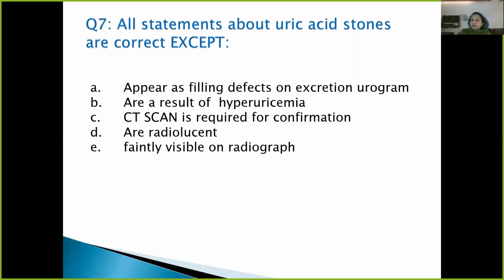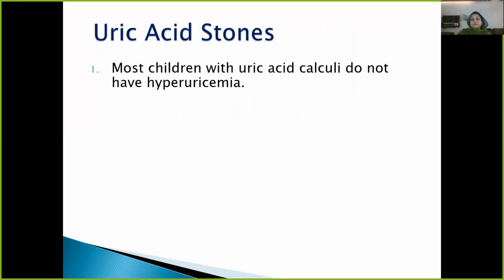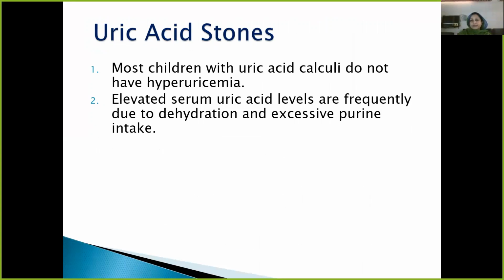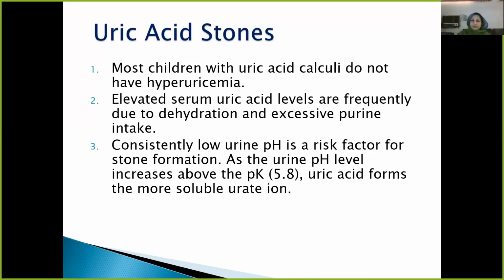Right, are a result of hyperuricemia. इसकी justification ये है, in most children with uric acid calculi, we do not see hyperuricemia. Then elevated serum uric acid levels are frequently due to dehydration and excessive urine intake. Consistently low urine pH is a risk factor for stone formation. As the urine pH level increases above 5.8, uric acid forms the more soluble urate.